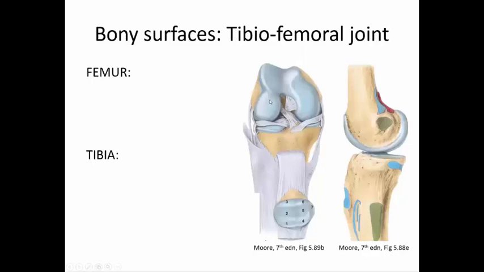For our tibiofemoral joint, we find on the femur, we have femoral condyles. These articular surfaces are covered in hyaline cartilage, and they're rounded. That's for movement. We need to remember that the medial one is always a lot bigger than the lateral one. Just bear this in mind.